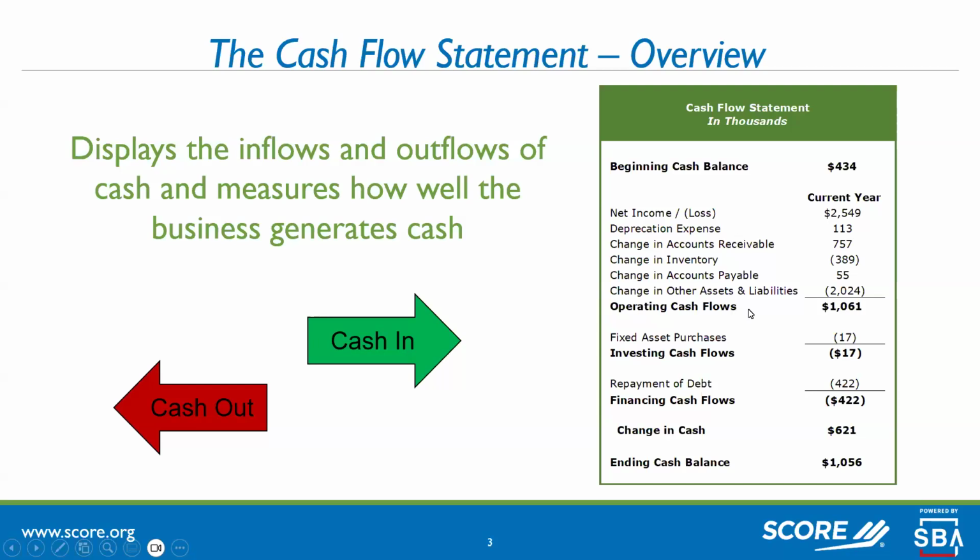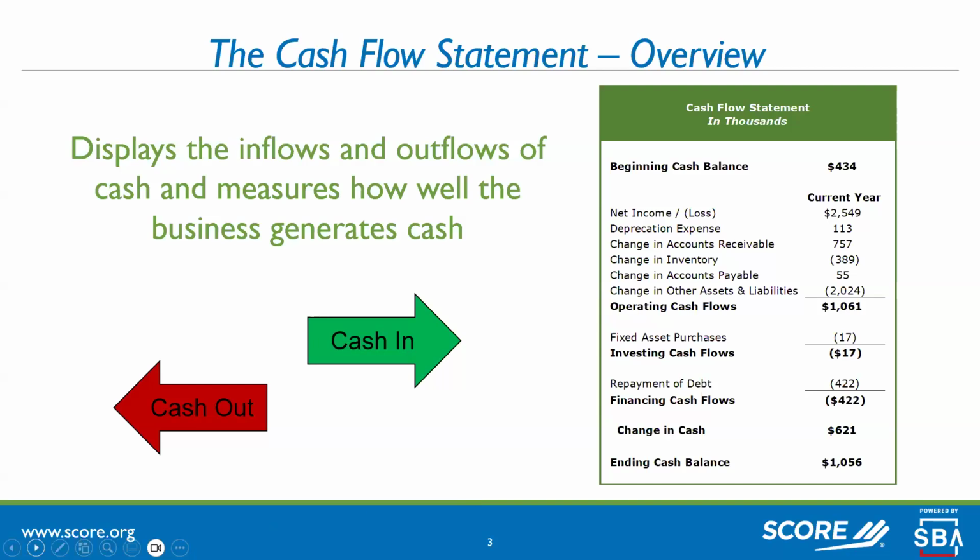But we look at operating cash flows, investing cash flows, financing cash flows. We've got a change in cash, and then your ending cash balance. So any of these numbers here that are positive, those are cash coming in. Any numbers that are negative are cash going out. And so that's what the cash flow statement tells us. And this is one of the three key financial reports that you should be looking at on a regular basis for your business, along with the income statement and the balance sheet.